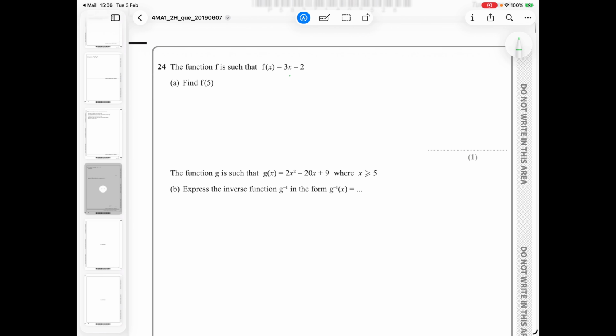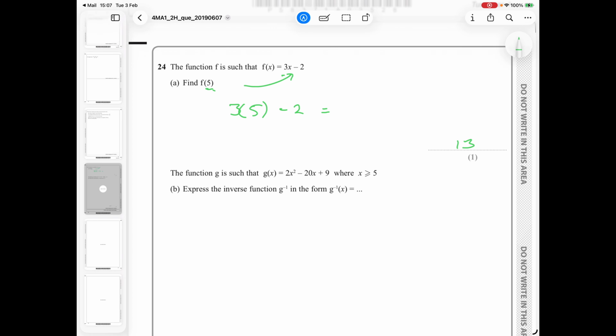Okay, this is a function question, but it's also a question that looks at completing the square and then where you go from that. So the function f is such that f(x) = 3x - 2. Find f(5). Now if it says this, that means you put the 5 into this. So it means you say 3 times 5 minus 2 equals, and that's 15 minus 2 equals 13.